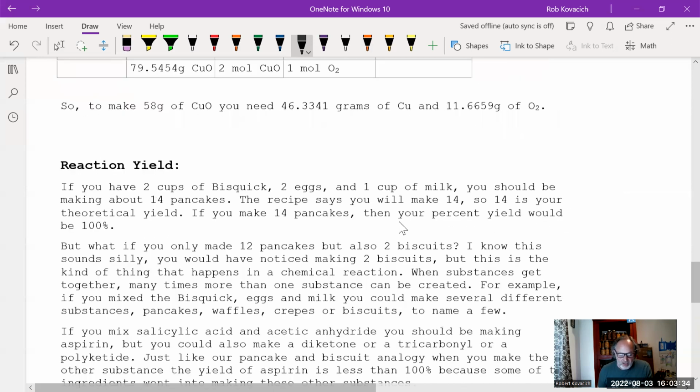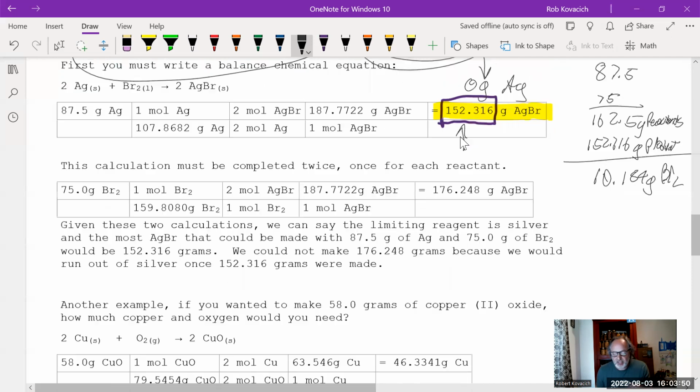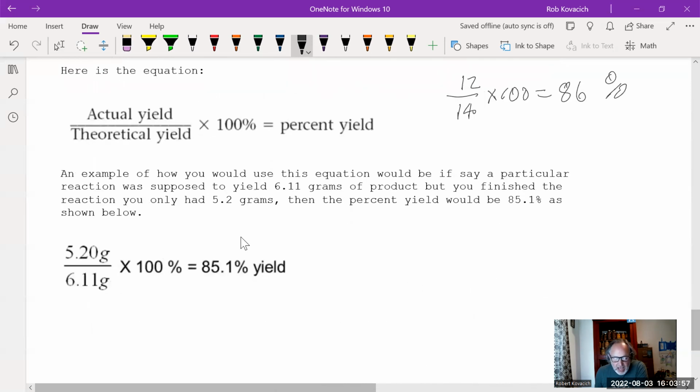So in the same way, up here, that we said we were going to make 152 or 176, these are the theoretical yields, but what if I only made 150 grams? Well, then I'd take 150 divided by 152.316 and then determine my percent yield. So down here, I'm going to take what I did make divided by what I should have made, multiplied by 100. So in this example, if I was making aspirin, and my calculation said I was supposed to make 6.11 grams, and when I was done I only had 5.2 grams, then my percent yield in this case would only be 85.1%.